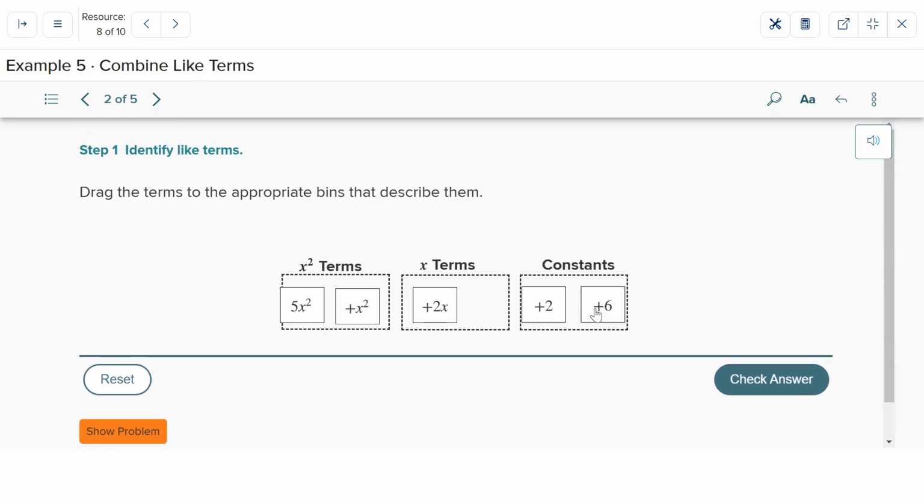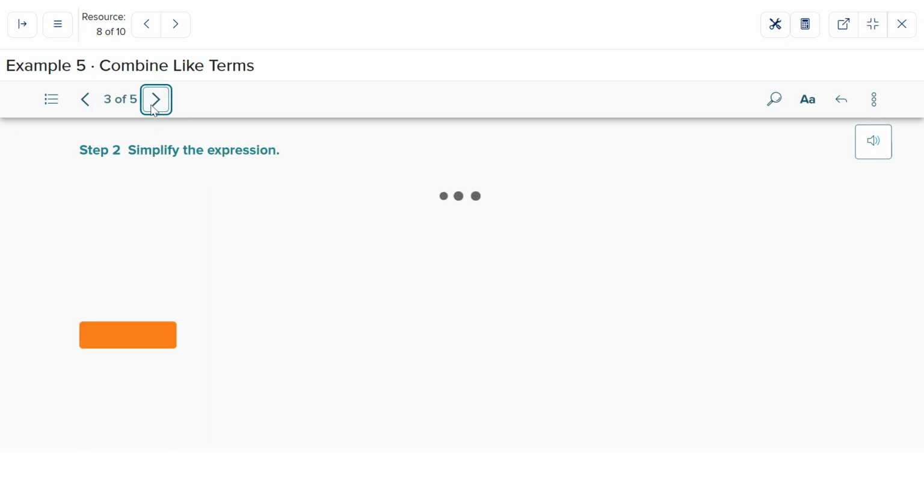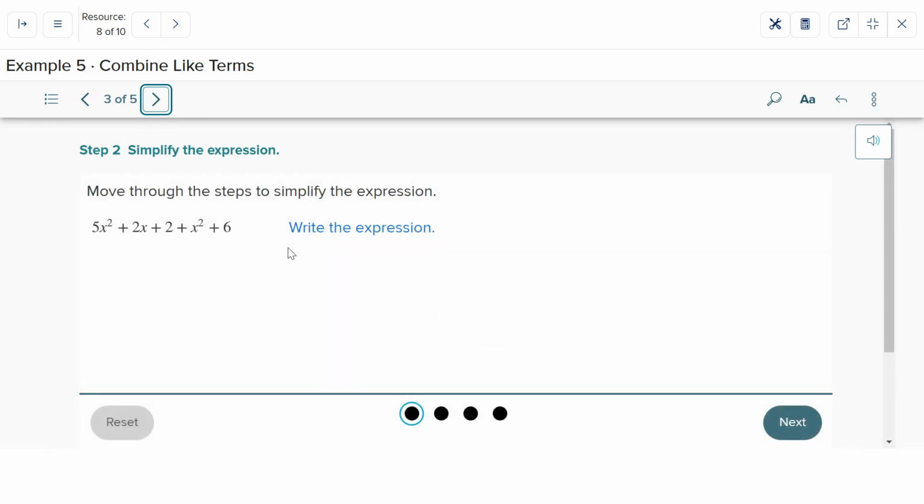So that is one way to do it, to sort it. Another way is just to look at it and have that in your brain, whatever works for you. Then you can simplify it from there. So we have our expression. We know our like terms, so we're reordering that. So we have our x squared terms together, and then we have our lone x term, and then our constants are together. That way they're all right next to each other in a row. Then you can combine them.